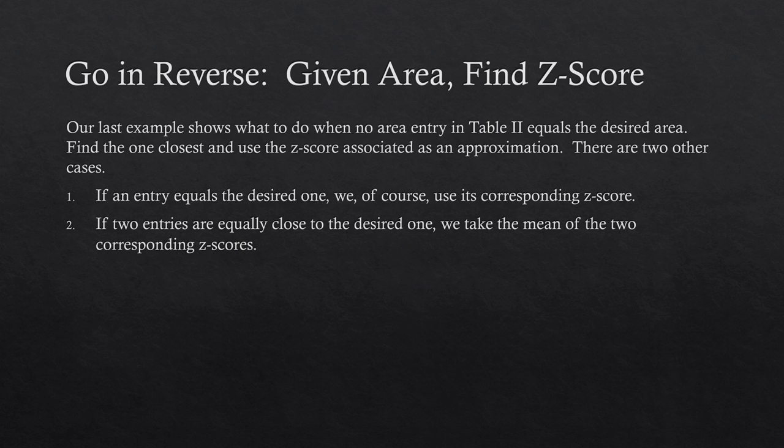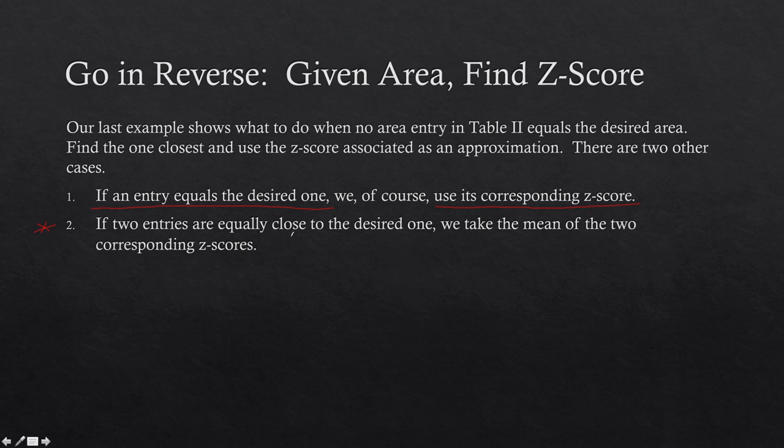So, for instance, our last example showed you what to do when the area you want is not on the table. 0.04 was not on the table. 0.0401 was. So we chose the one closest and used its z-score. Now, if the area is on the table, like it says here, if the area is on the table, just read it from the table. Use the z-score. That's kind of common sense. But here's the one I want you to pay attention to, number 2 right here.